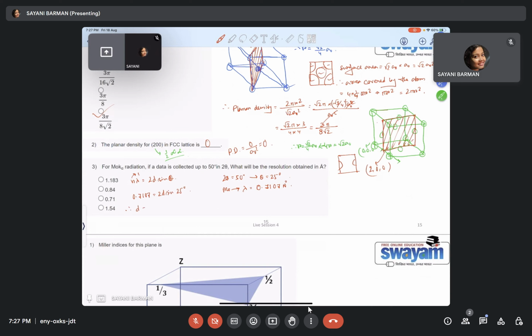We have to determine the d only. d equals 0.7107 divided by 2 sine 25 degree. Now this value will come at 1.183 Armstrong. Now resolution is the inversion of the interplanar distance d_hkl. So it is just inversion of 1.183. So it goes to 0.84 per Armstrong. So this will be the answer.